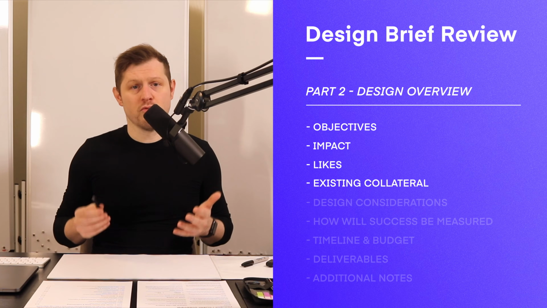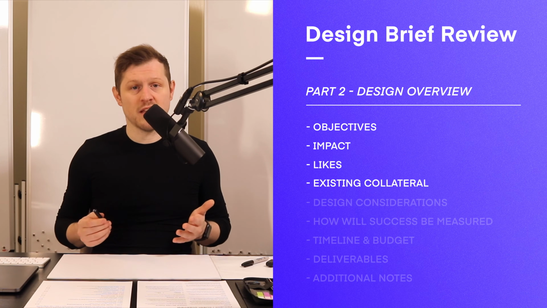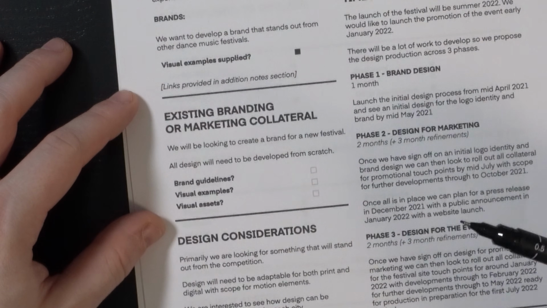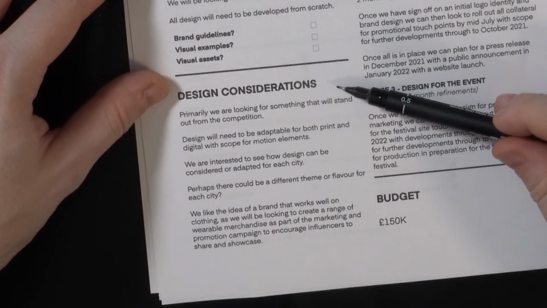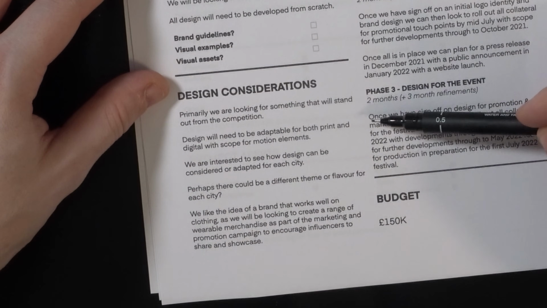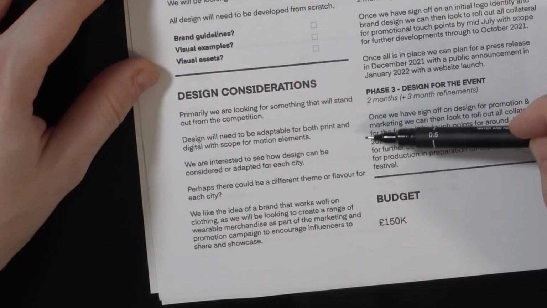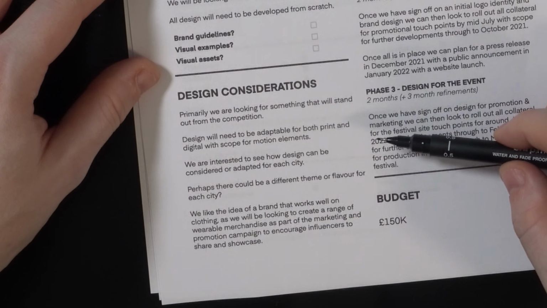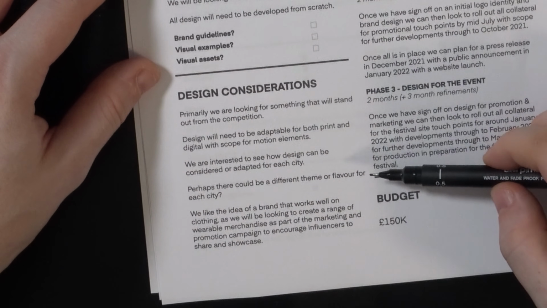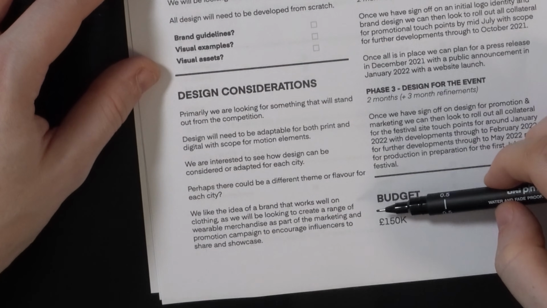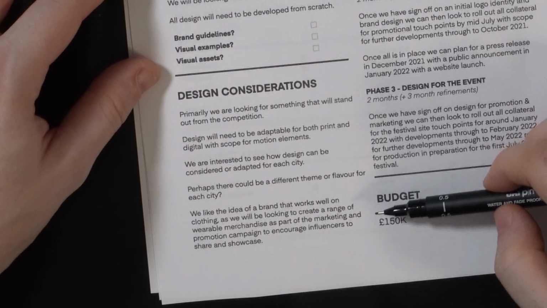Now, if this was a brief where we were working with already established design, this is where we would require the details. So next we have design considerations, which reads, primarily we are looking for something that will stand out from the competition. Design will need to be adaptable for both print and digital, with scope for motion elements. We are interested to see how design can be considered or adapted for each city. Perhaps there could be a different theme or flavor for each city.